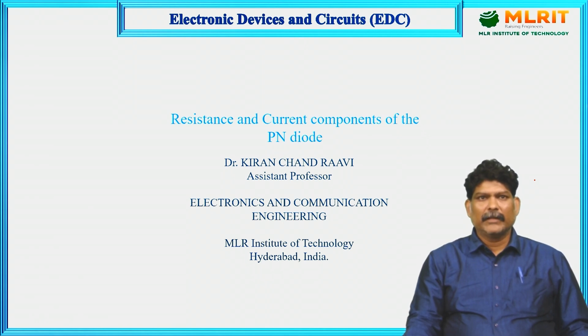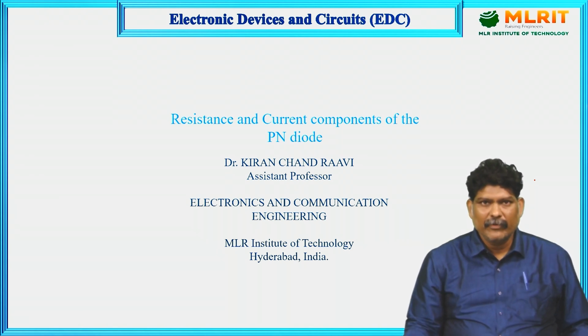In the previous session, we discussed the basics of electronic devices and circuits, the importance of electronics, and the corresponding components like the PN junction diode, what p-type and n-type material are, how a PN junction is generated, and the VI characteristics, that is the voltage and current characteristics of the PN diode. In continuation of that topic, today we are going to talk about resistance and current components of the PN diode. So let's have a quick view on this.